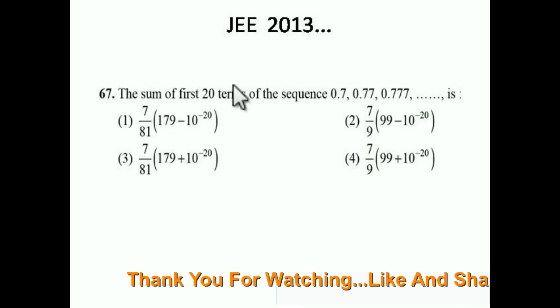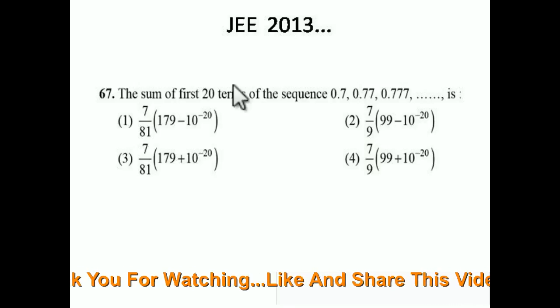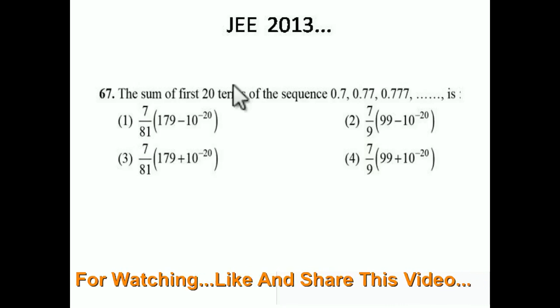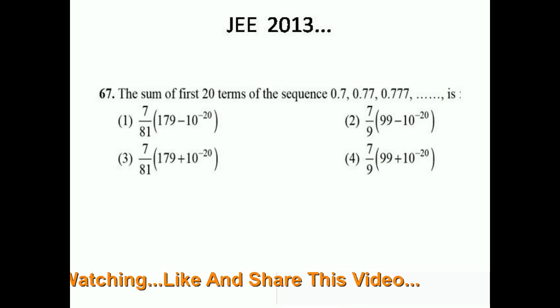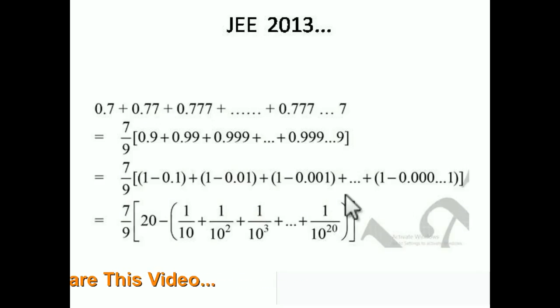This is a very common question asked in board exams or many other exams like CAT, or you can say in JEE. So this is the basic sequence which we have to follow. So let's see the solution. Here 0.7 plus 0.77 plus 0.777 plus so on, up to 20 terms.